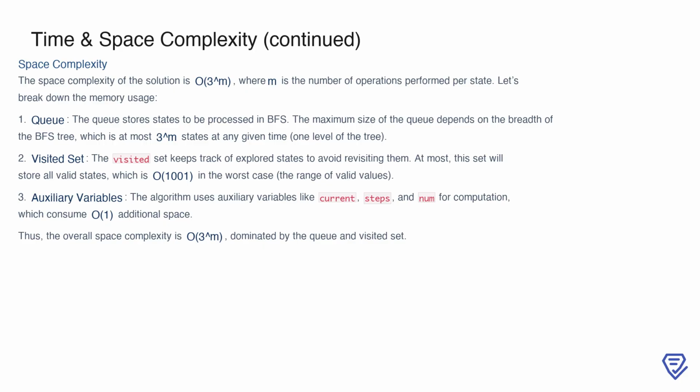Second, the visited set plays a crucial role in tracking explored states to prevent revisits. At most, this set can store all valid states, which is 1001 in the worst-case scenario, corresponding to the range of valid values. Finally, the algorithm uses a small number of auxiliary variables, such as current, steps, and number, which require constant O(1) space. Combining these factors, the overall space complexity is dominated by the queue and the visited set, leading to 3 to the power of m.